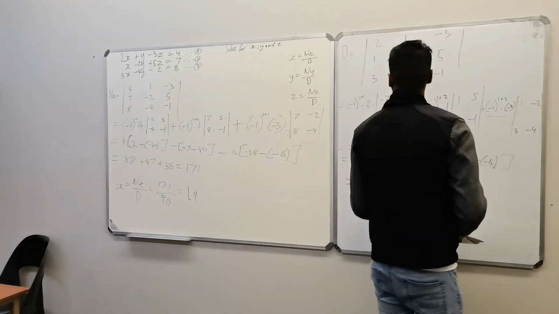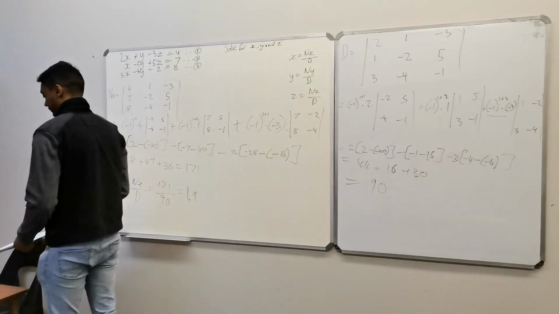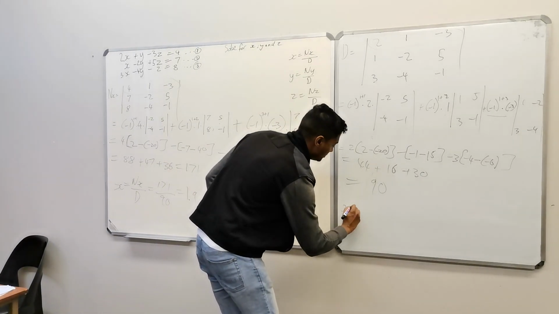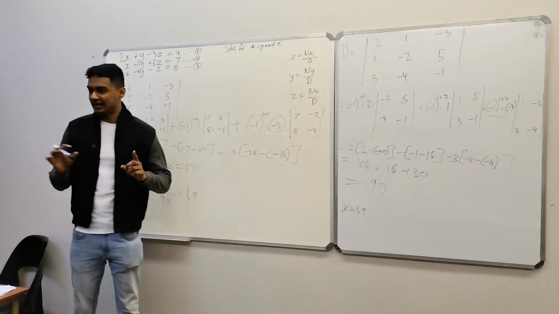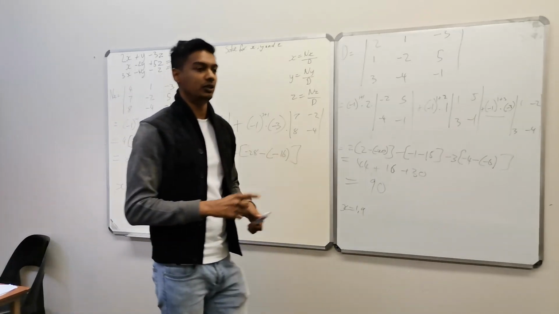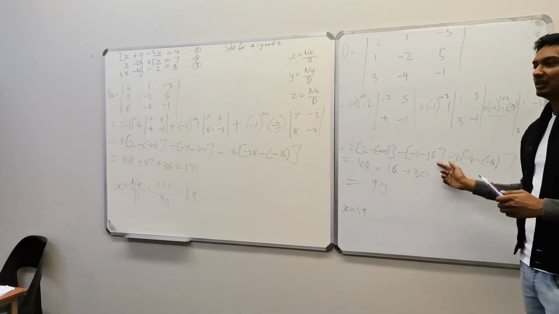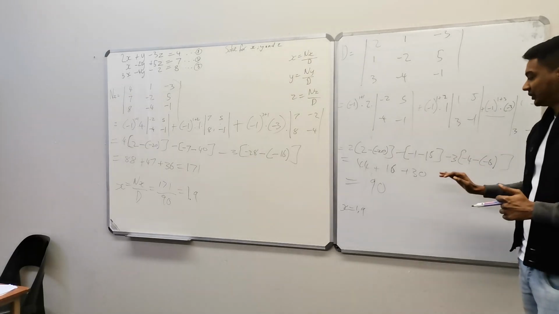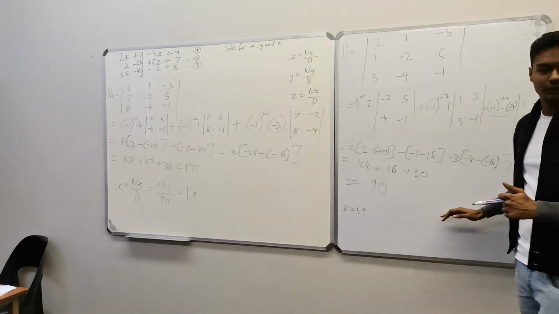Okay, so just remember the answer is 90. So we got x to be 1.9. So the steps are right. The only way you would get something wrong is with the signs and with your values. That's the only way you would actually get it wrong. Everything else, the method is correct.